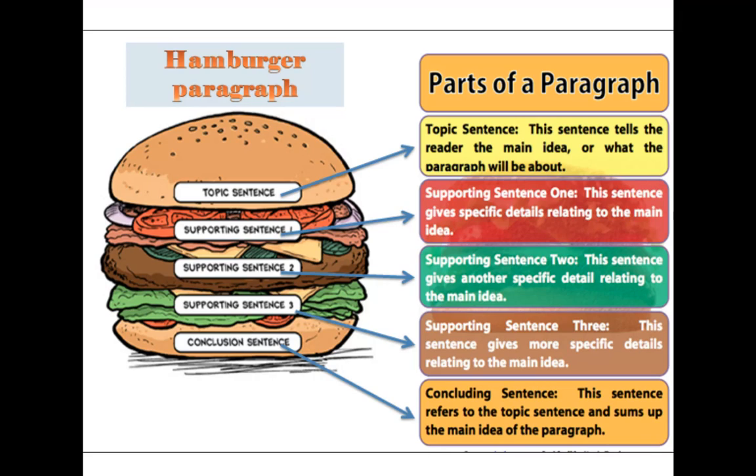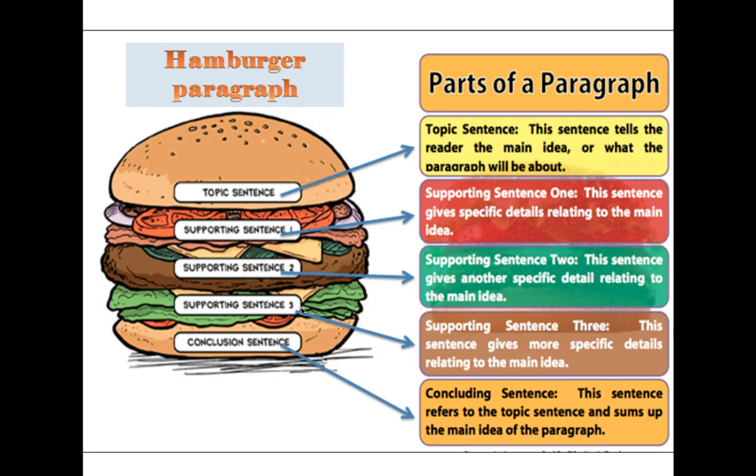Let's start by looking at this graphic organizer. Here we have the hamburger paragraph, and you can see that it is split into different sections. The top section is our bun, which stands for the topic sentence. The topic sentence is a sentence that tells the reader the main idea or what the paragraph is going to be about. We're not going to give away those juicy details here. We're just introducing the topic.